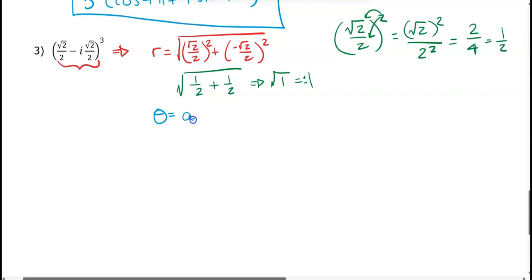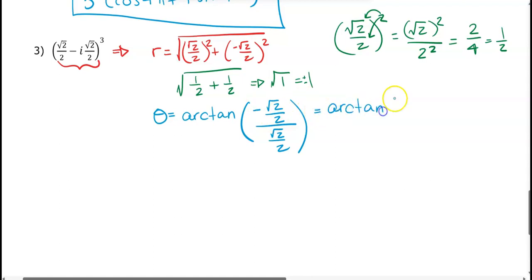So my angle here would be arctan. And then I'm going to take this y and divide it by this x. So I have negative square root 2 over 2 divided by square root 2 over 2. That looks really ugly, but honestly, I have the same number divided by the same number. It's just one of them's negative. What's anything divided by itself? It's 1. So instead, since one of them's negative, it's just negative 1. So I have arctan negative 1. Well, arctan negative 1 is going to get me negative pi over 4.